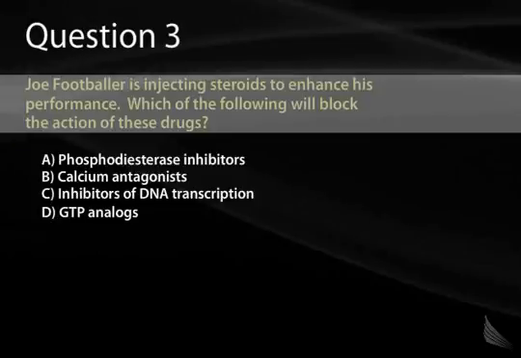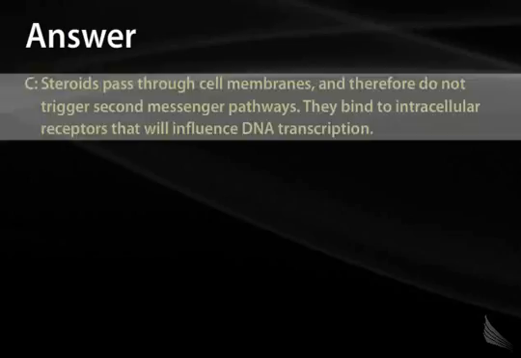Question 3. Joe Footballer is injecting steroids to enhance his performance. Which of the following will block the action of these drugs? Phosphodiesterase inhibitors, calcium antagonists, inhibitors of DNA transcription, or GTP analogs. The correct answer here is inhibitors of DNA transcription.